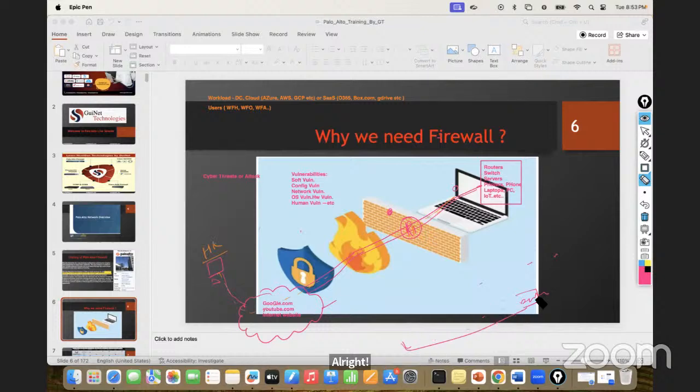Okay, so now I have a different use case. This time the user is not in the office. The user is sitting at home, but still they have to access the internet. They have to access the internal applications as well. So how are things going to happen? Let's suppose I have the company laptop and I'm sitting at home. Let's suppose I'm sitting here and this is my laptop.